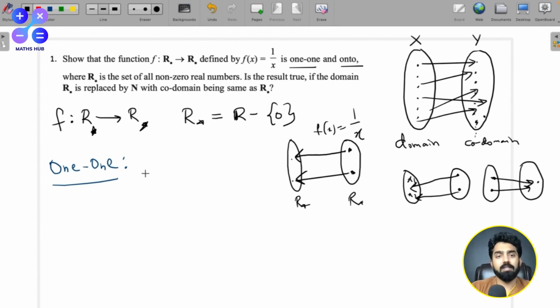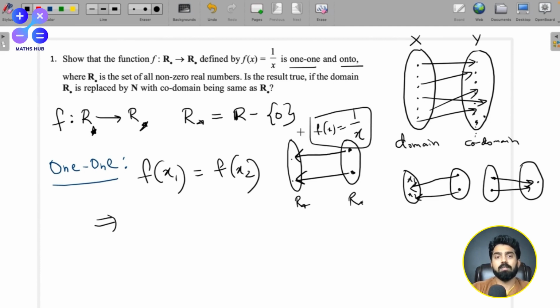Right. So if we assume that f of x1 equals f of x2, what is f of x1? F of x1 would be 1 by x, right? So the function is this. So if f of x1 would be 1 by x1, f of x2 would be 1 by x2. So what do we get from here? We get x1 equals x2.